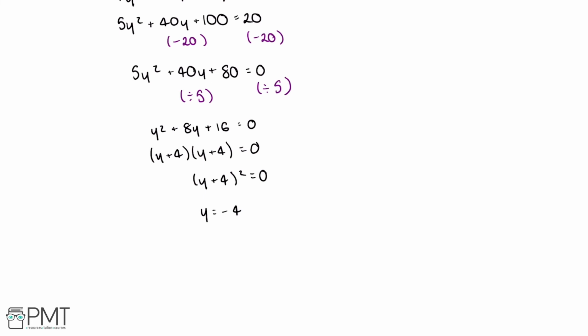So now the final thing we need to do for this question is write a summary statement. So we can write something along the lines of, therefore the straight line is a tangent to the circle because there is only one point of intersection.